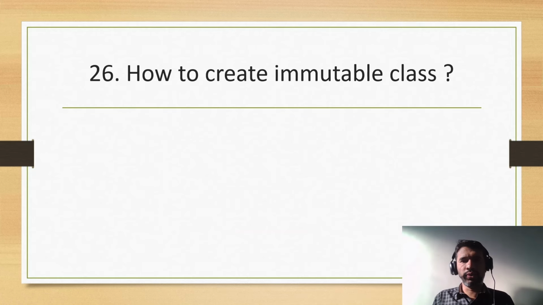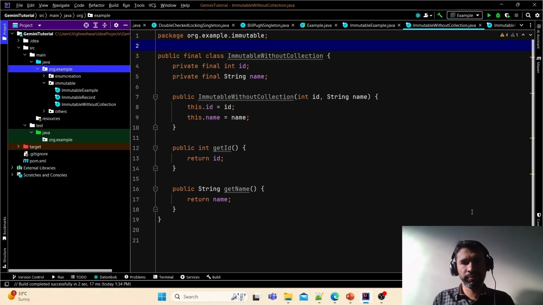So the next question is, how to create an immutable class? This is one of the very important questions. This has been asked in many Java interviews. And immutable objects play a very important role in Java also. So let's try to understand how to create an immutable class, what are the variants, and how you can create it efficiently with the latest Java versions. So we'll move on to our editor to see the example.